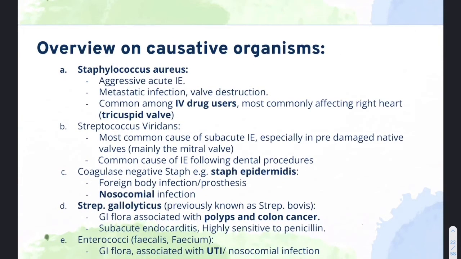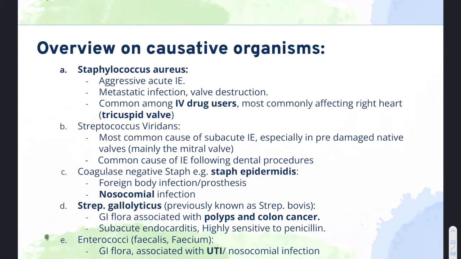So let's have an overview of causative organisms. First, Staph aureus. They will lead to aggressive acute infective endocarditis, high chance of metastatic infection, and valvular destruction. What do they mean by valvular destruction? It is the valvular regurgitation. Commonly among IV drug users, most commonly affecting the right heart tricuspid.